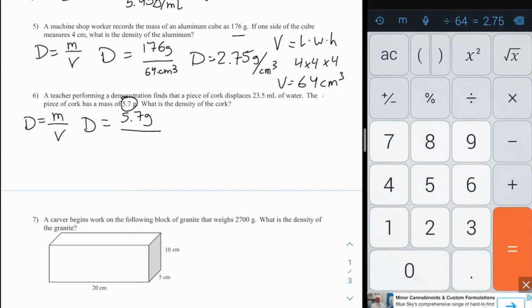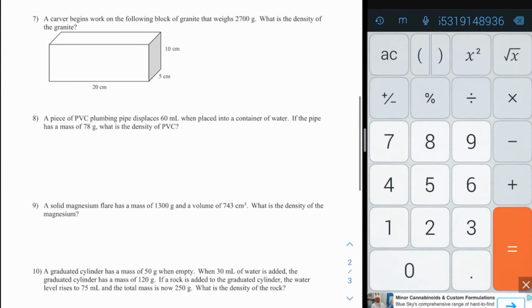And then my volume, 23.5 milliliters. Okay, 5.7 divided by 23.5 is 0.244 grams per milliliter. Okay, on to the next part.